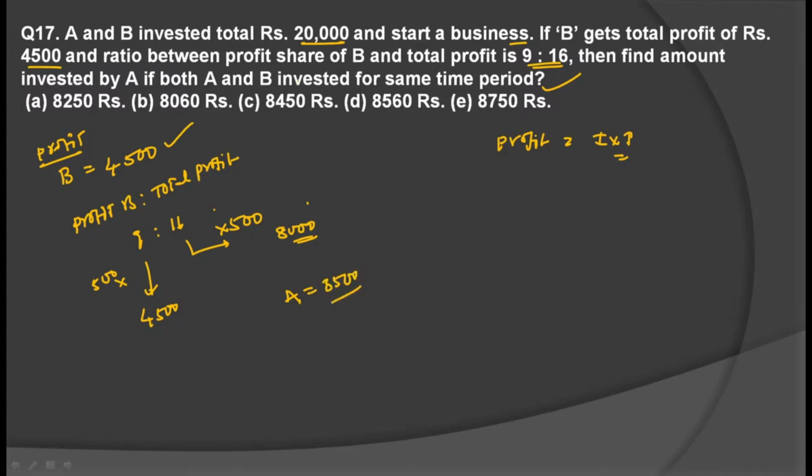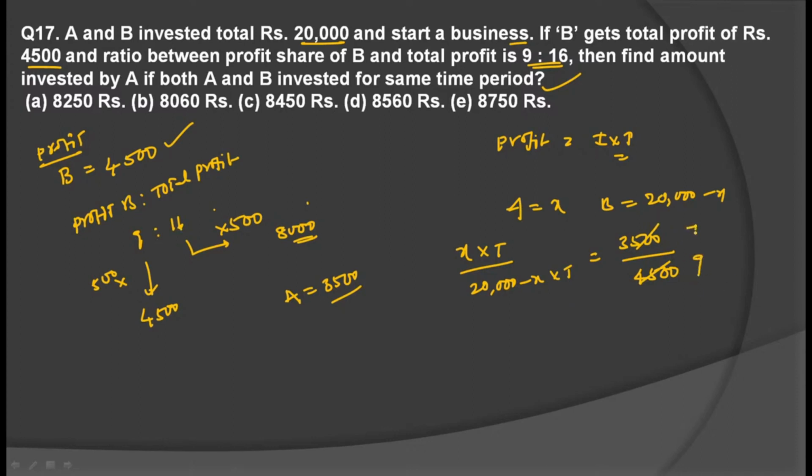Now we need to identify the sum of their investment. See guys, I just take it as A's investment is X, B's investment is 20,000 minus X. Now here X into duration T, 20,000 minus X into T. Now the respective profit ratio is exactly equal to 3,500 divided by 4,500. So no need to calculate these amounts. Directly you can take a direct ratio, guys. Here out of 16 units, B's value becomes 9 units. Definitely A's value becomes 7. Now the time period is cancelled.